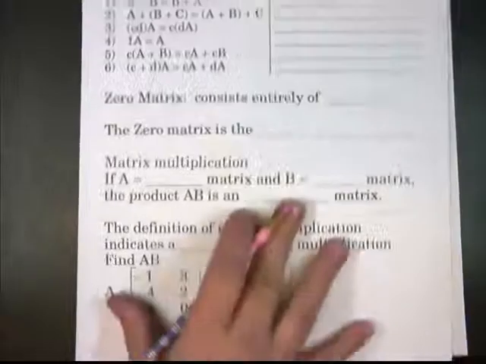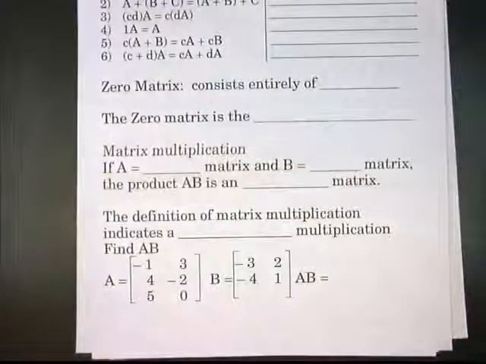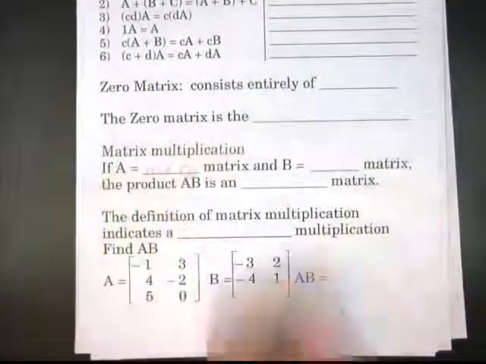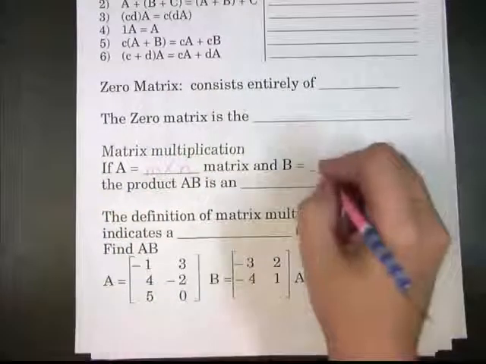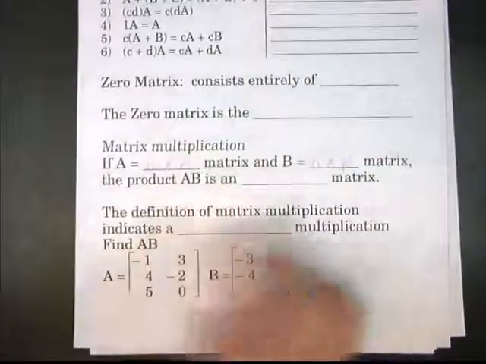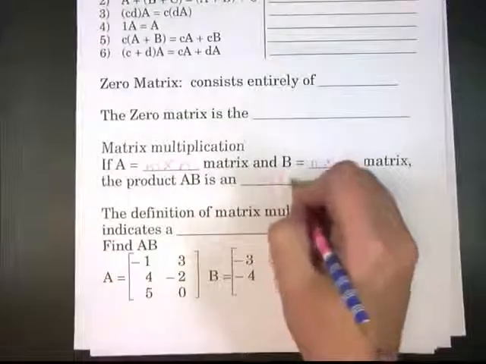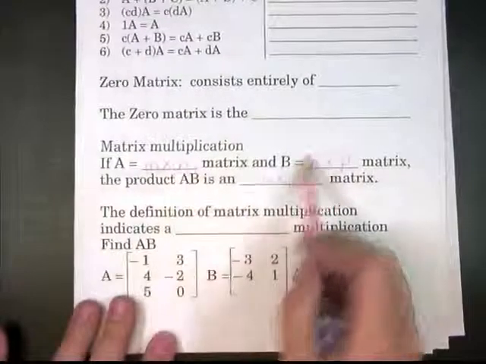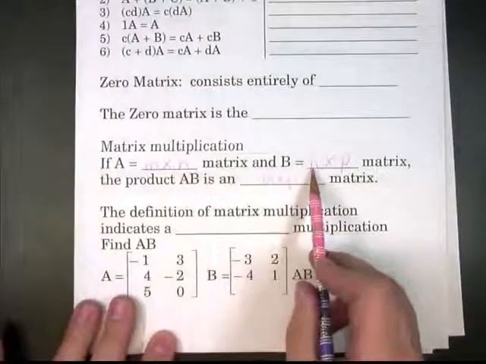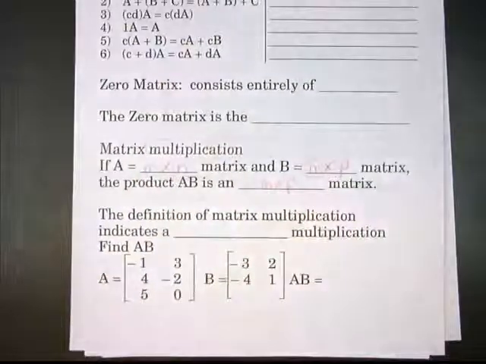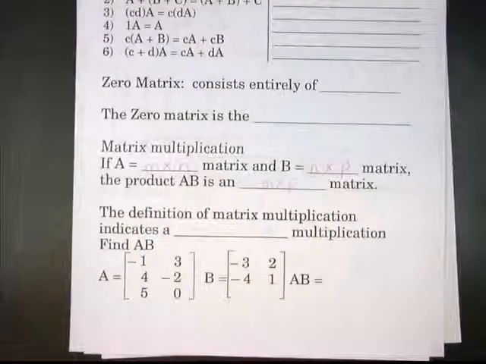One thing I want to jump to is this matrix multiplication. If A is an M by N, row by column matrix, and B is an N by P matrix, when you multiply A and B, you get an M by P. Because what's important with multiplication is that the columns of the first have to match the rows of the second. The resultant is those outside numbers, the rows of the first, columns of the second.